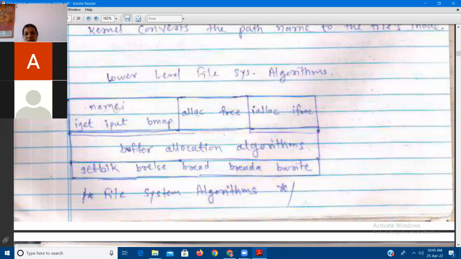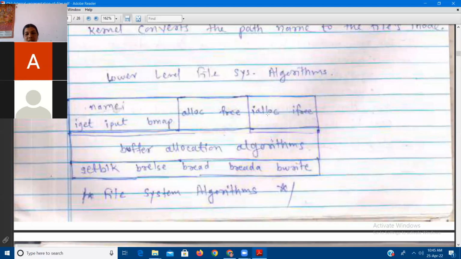Then we are discussing alloc and free. Alloc is the allocation of disk blocks. With the help of the alloc algorithm, we are allocating the disk blocks to the file, and with the help of the free algorithm, whenever we are deleting a file, the blocks will be deallocated. Whenever a file is created, the alloc algorithm is used to allocate the blocks, and whenever a file is deleted, the free algorithm is used to deallocate the blocks.